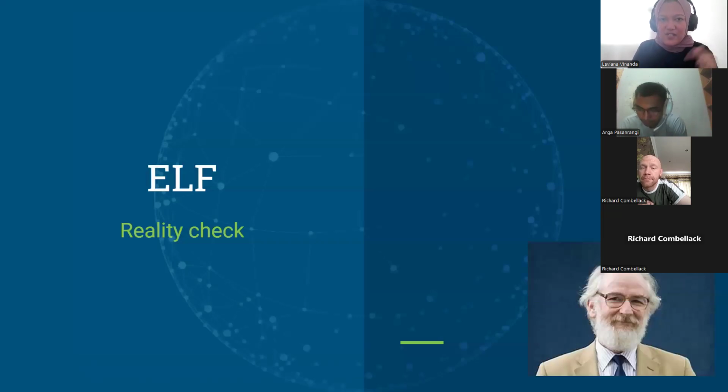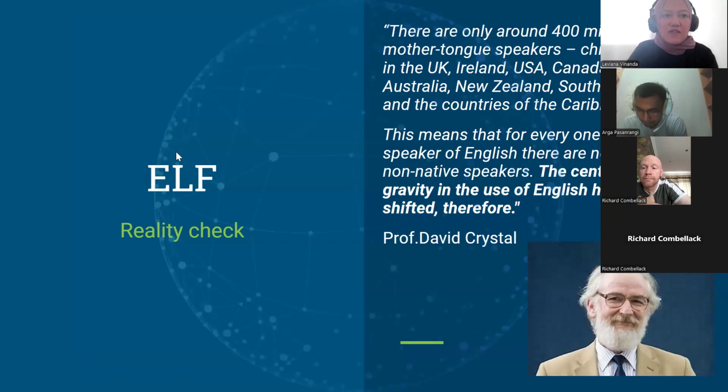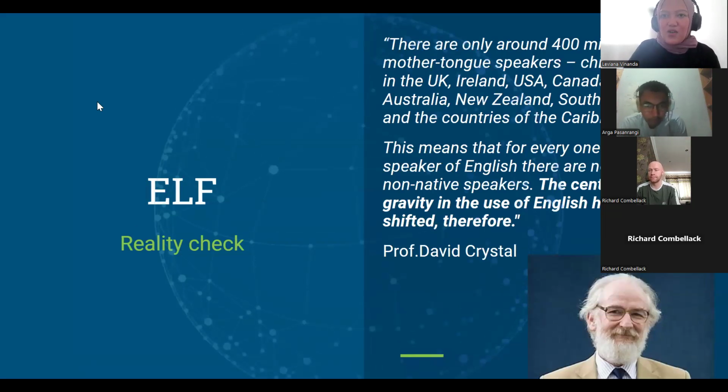This is Professor David Crystal, one of the renowned British linguists, and one of his famous quotes says this. I will let you read it for a bit here. So there are only 400 million mother tongue speakers, those who use English as the first language, mainly in the UK, Ireland, US, Canada, Australia, and those countries. This means that for every one native speaker of English, there are now 5 non-native speakers.